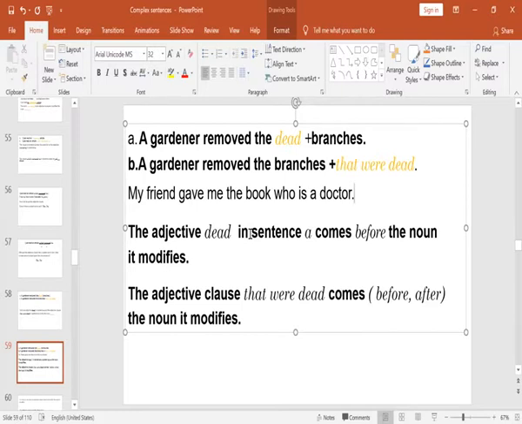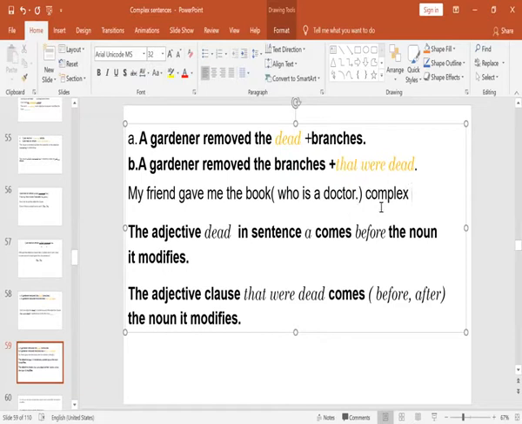Then what is the first step? Is it simple, compound, or complex? Our story always starts with that. Okay, what kind of sentence is this? My friend gave, and is. There are two verbs in this sentence, so obviously this cannot be a simple sentence. And I understand there is one link here, who is a doctor. So obviously this is a complex sentence.